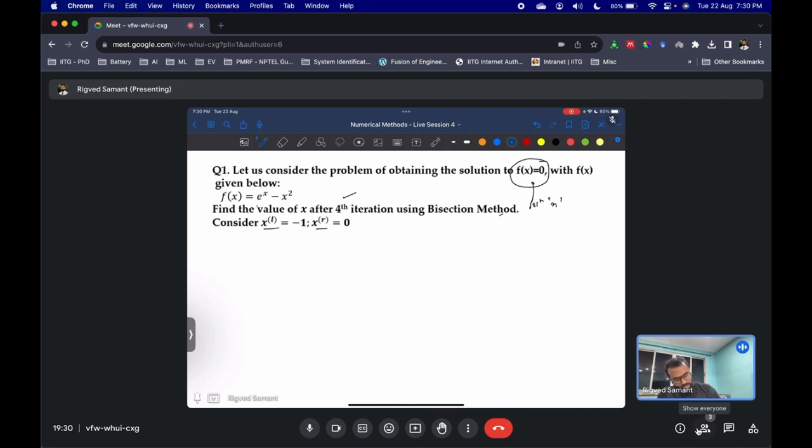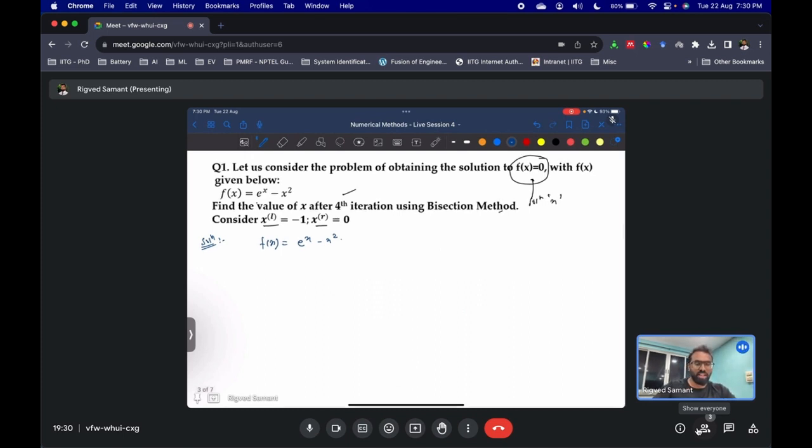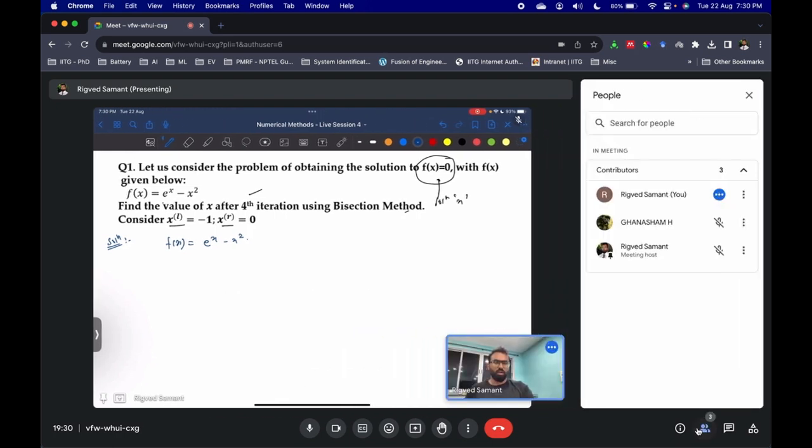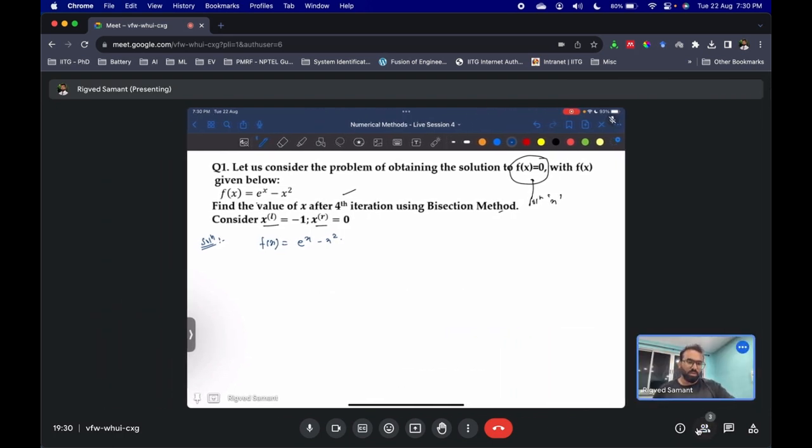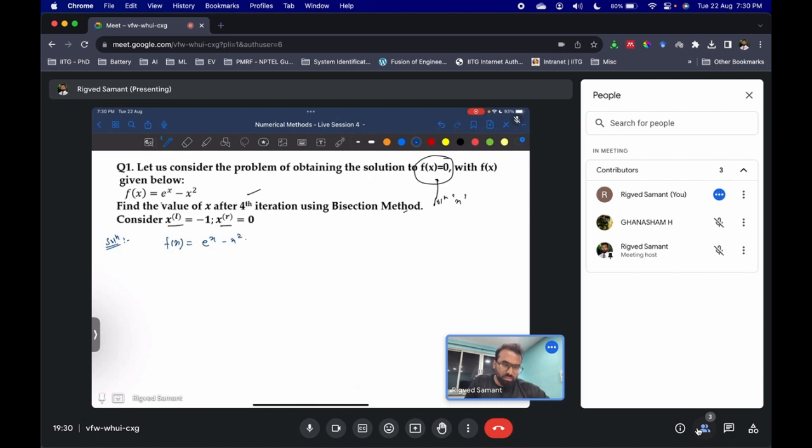So how should you start with this? Can anybody say something? f of x is given as e raised to x minus x square. It's better if you speak up, this is a live session, I am not the professor, so it's better you speak up and then it will be better for all of us, right? Ganesham, you don't have the mic on?